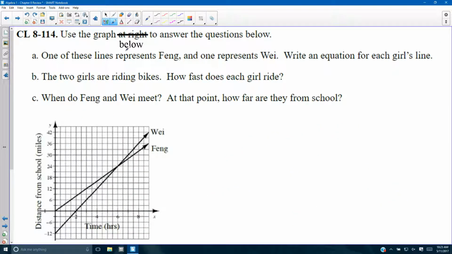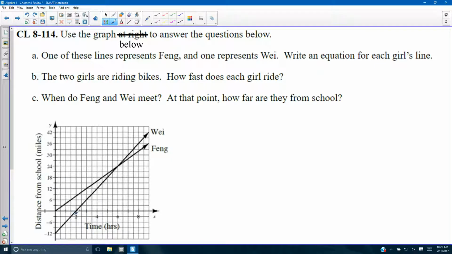Problem 114, use the graph below to answer the questions below. One of these lines represents Feng and one represents Wei, as you can see them labeled. Write an equation for each girl's line. Now, what are we looking at? Time in hours, distance from school in miles.